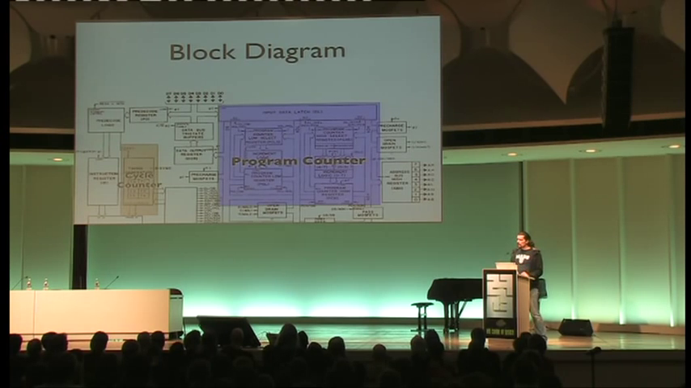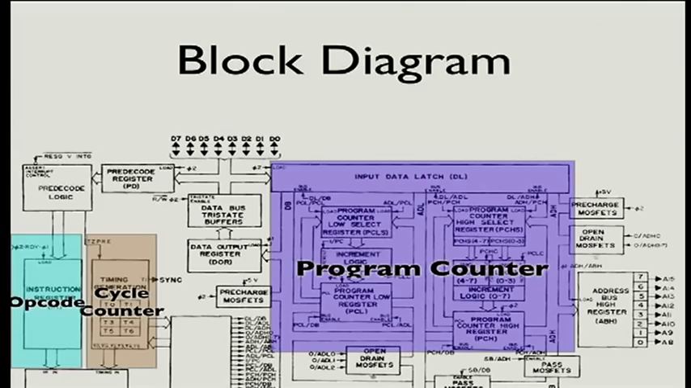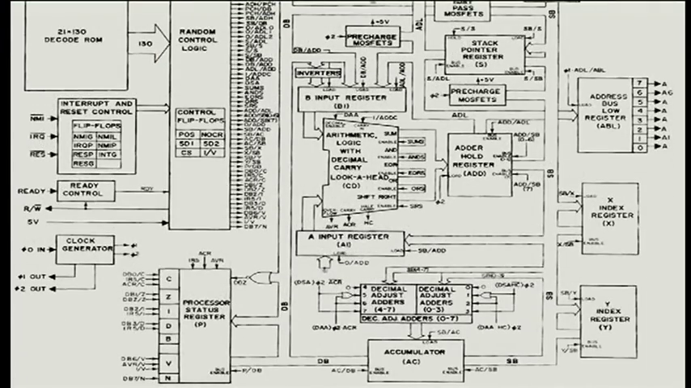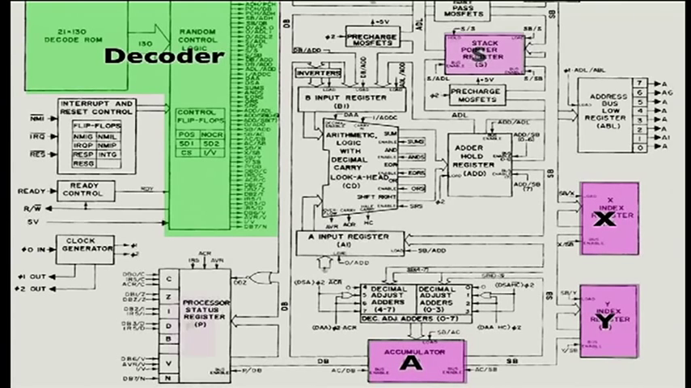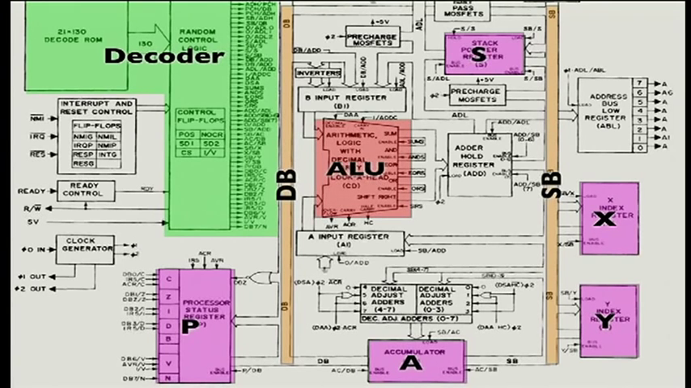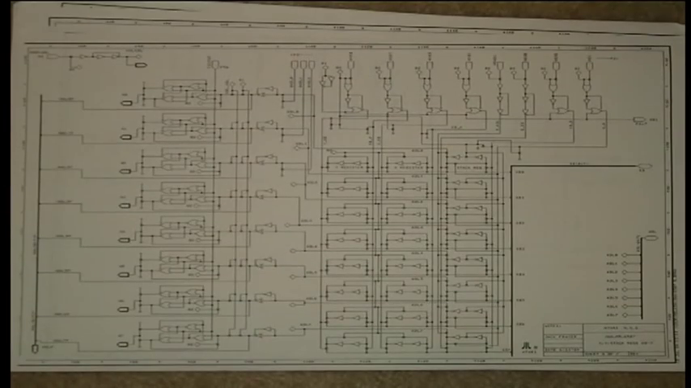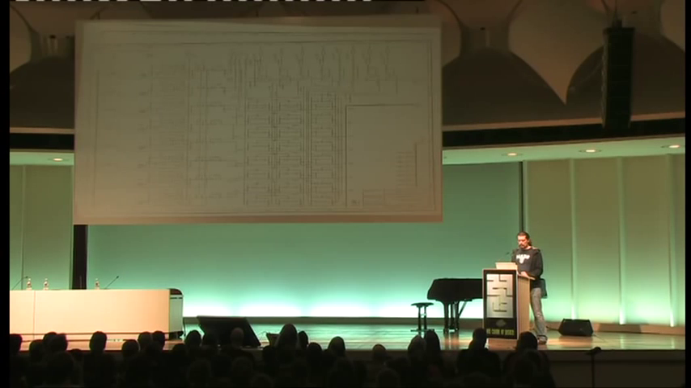So cycle counting goes on here. The opcode is stored in the instruction register and then forwarded to the decode ROM. And we have the registers here. There are the 2 buses, the D bus and the S bus, which connect the different registers to the ALU. And this is the ALU. What also surfaced just recently is a couple of pages. It seems to be the complete schematic diagram of a 6502, but it doesn't seem to be the original.